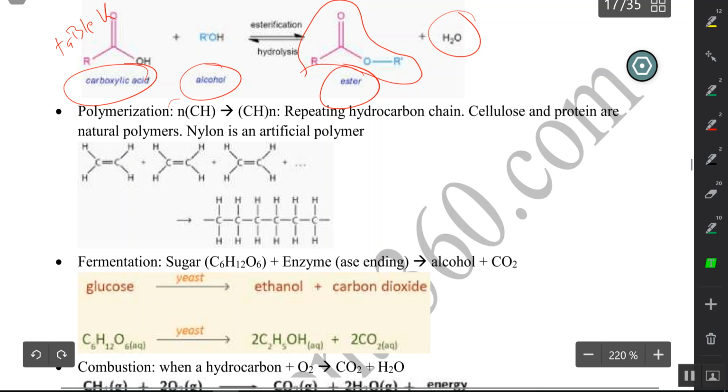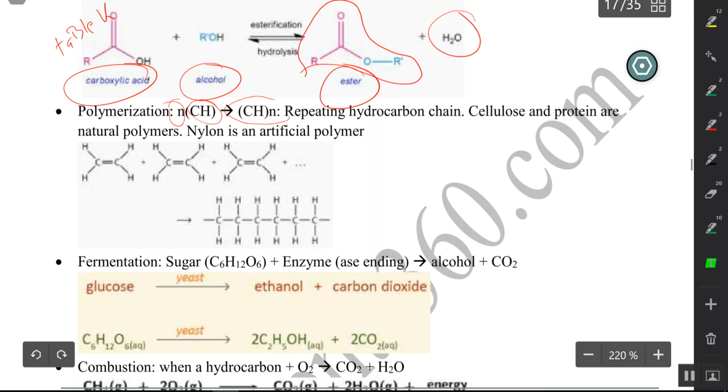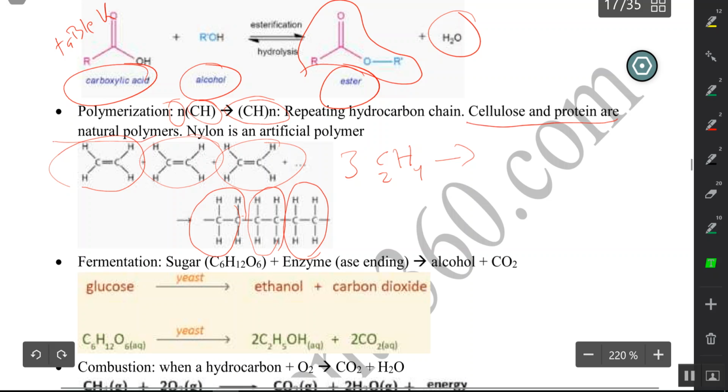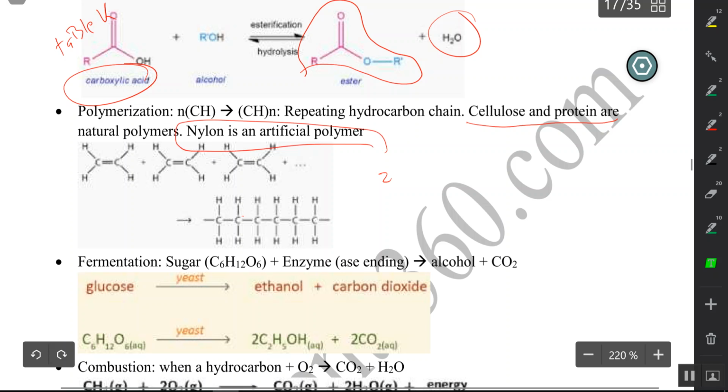Okay, this just tells you that you started with a certain number of the hydrocarbon chain, and then you added them all together and you have a whole bunch of hydrocarbon chains. So you started with 1, 2, 3 ethene in this case, so you started with 3 C2H4, and then you ended up with here's your C2H4, here's your C2H4, here's your C2H4, and it just keeps on going, one long polymer. Cellulose and proteins are natural polymers, while nylon is an artificial polymer. Your book bags are usually made out of nylon.